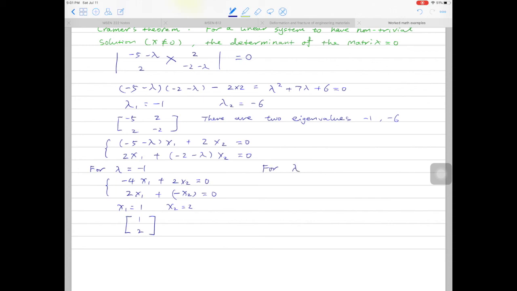In the second case, for lambda equals minus 6, substituting this value into those two linear equations and solving the new x1 and x2, we'll have something like this. So the second eigenvector we have is 2 and minus 1. What this tells us is in this specific matrix, there are two eigenvalues and there are two eigenvectors. The example we just covered here is a relatively simple example. In the next video, we'll go through a number of uncommon cases when you try to solve for the eigenvectors and eigenvalues of a matrix.